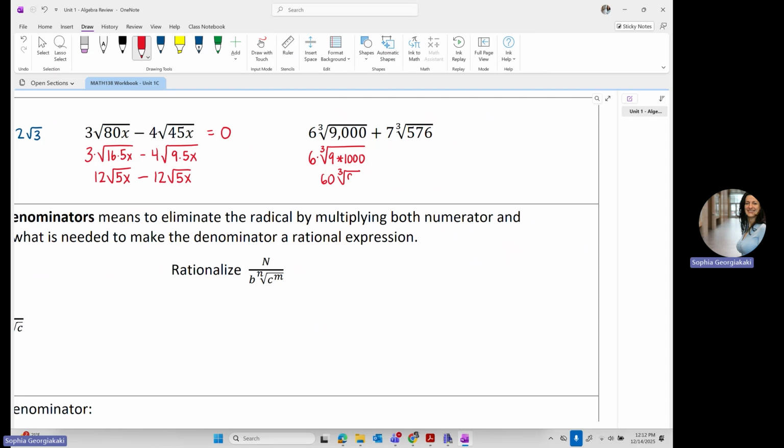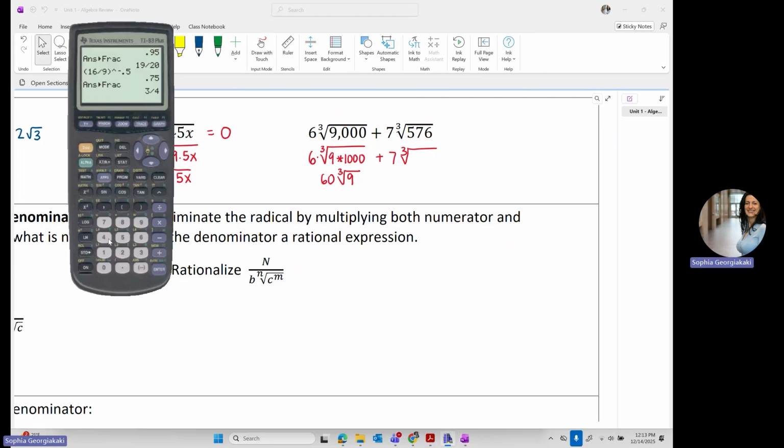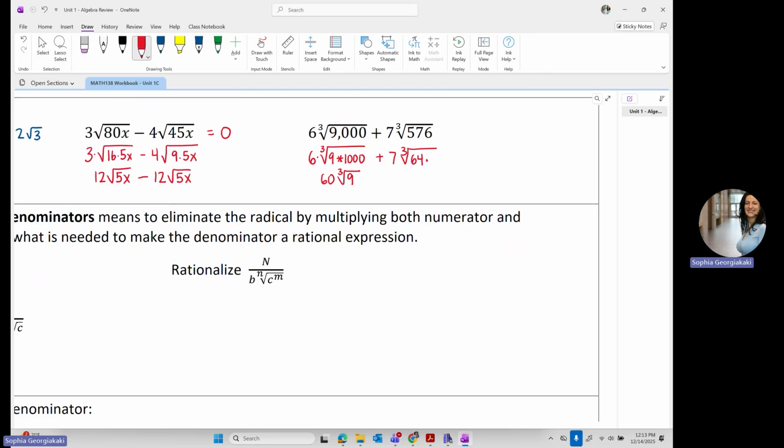Cube root of 9. And if I want to be able to add it with 576, I am hoping that 9 is a factor of 576. So if I divide by 9, I will get 64. And 64 is actually a cube because 4 to the third is 64. So I have 7 times the cube root of 64, which is 7 times 4, 28. Cube root of 9. And that will be 88 cube root of 9.